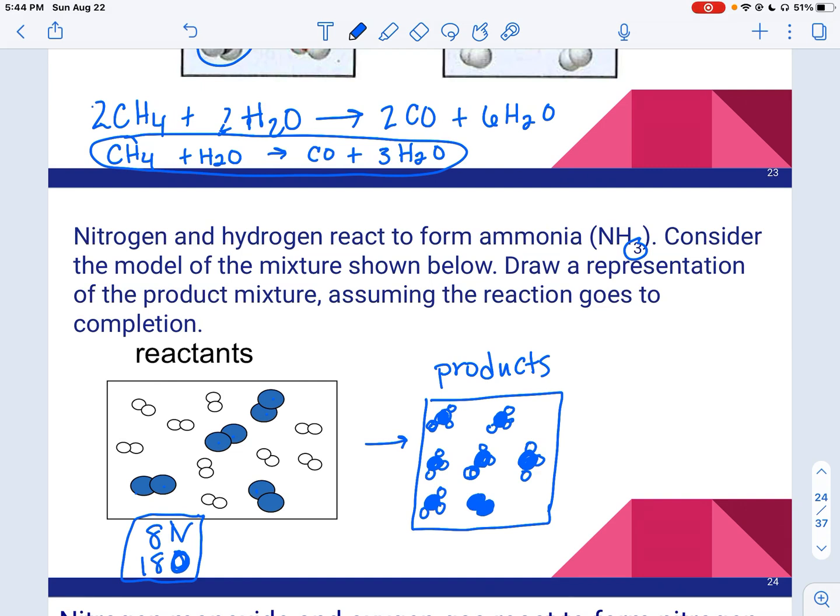So what that tells us is that N2 was the excess reagent and we have 1 N2 left over. So that's what this is getting at. It wants you to figure out what the ratio should be and then draw as many products as you can with the excess reagent there floating around still in solution.